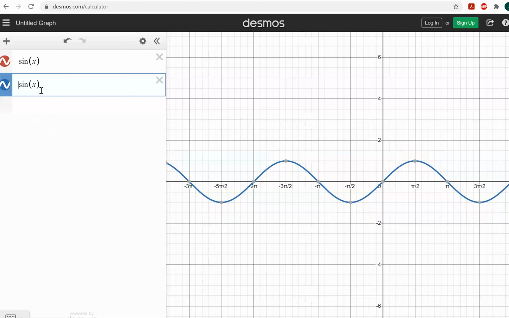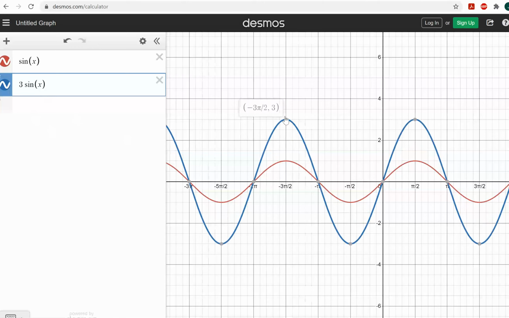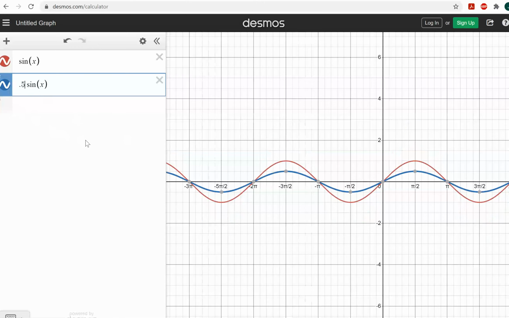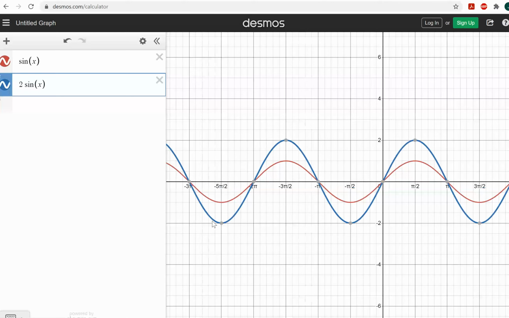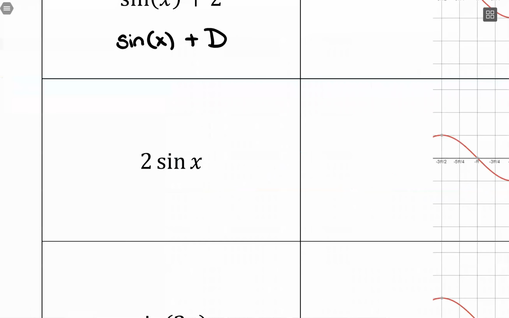And then we can even play around with different numbers. If I did 3, it stretches it even further. If I had a fraction, like a half, it compresses it, so vertically it shrunk down by a half. And we could have done a third, and it would shrink down by a third. So this value that I'm multiplying by out front is doing a vertical stretch or compression.